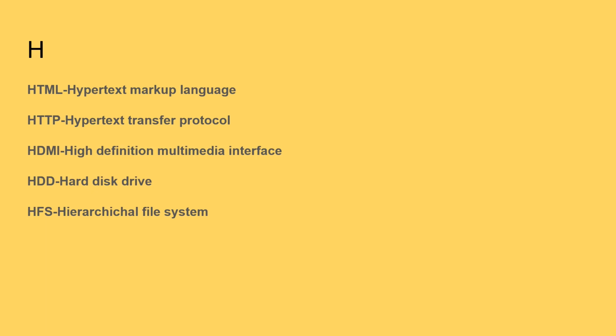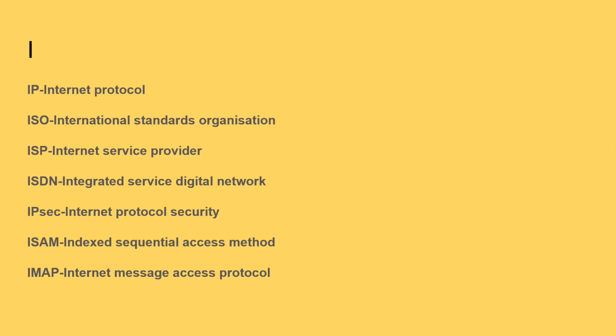HDD. HDD means hard disk drive. This is an electromechanical data storage device that uses magnetic storage to store and retrieve digital data. HFS, Hierarchical File System. Now IP, Internet Protocol. Internet Protocol has the task of delivering packets from the source host to the destination host, solely based on the IP addresses in the packet headers.